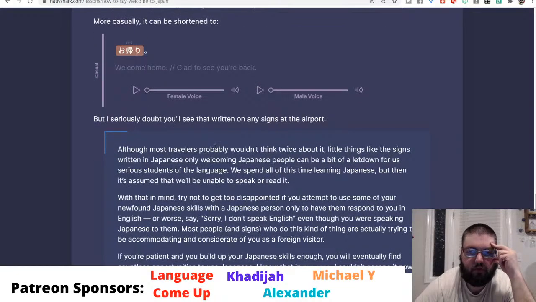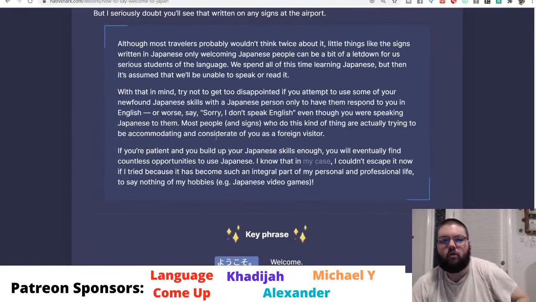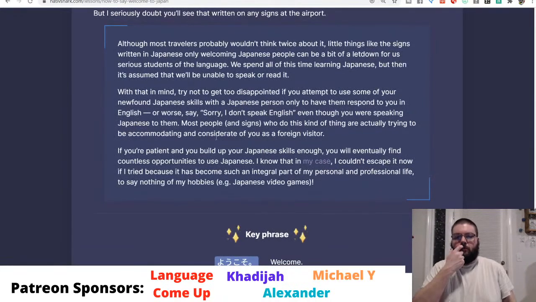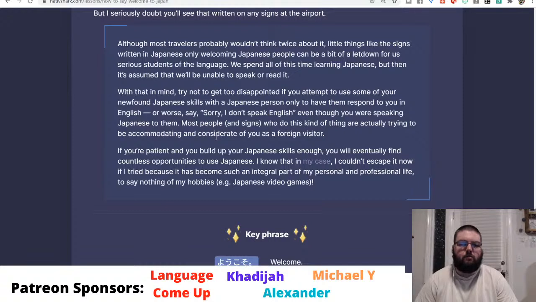But I seriously doubt you'll see that written on any signs at the airport. Although most travelers probably wouldn't think about it twice. Little things like signs written in Japanese only welcome Japanese people can be a bit of a letdown for us serious students of the language. We spend all this time learning Japanese, but then it's assumed that we'll be unable to speak or read it. With that in mind, try not to get too disappointed if you attempt to use some of your newfound Japanese skills with a Japanese person, only to have them respond to you in English, or worse, say, sorry, I don't speak English, even though you were speaking Japanese to them.